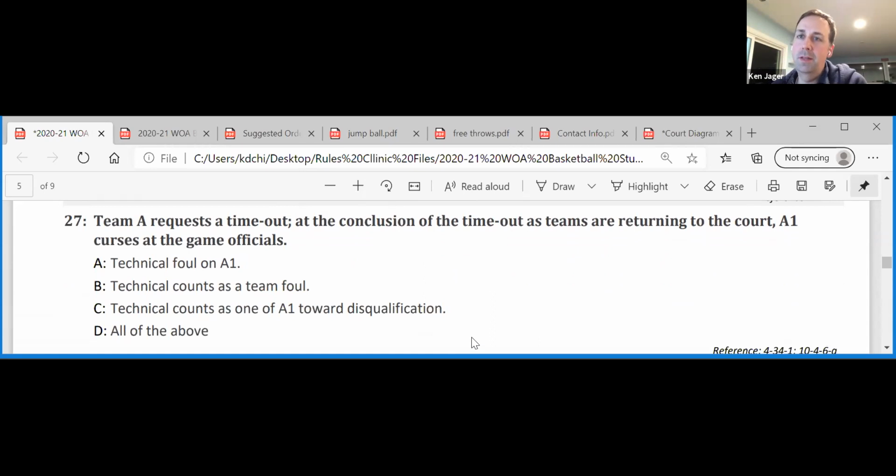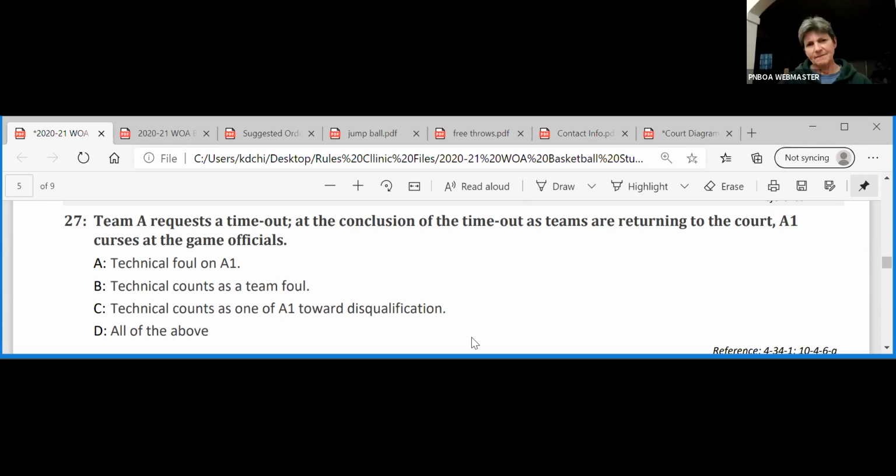Team A requests a timeout. At the conclusion of the timeout, as teams are returning to the court, A1 curses at the game officials. It would be a technical team foul because it's during an intermission. It would be a technical foul on A1, but they're technically bench personnel at that point, right? Because it's during an intermission, or is a timeout considered an intermission?